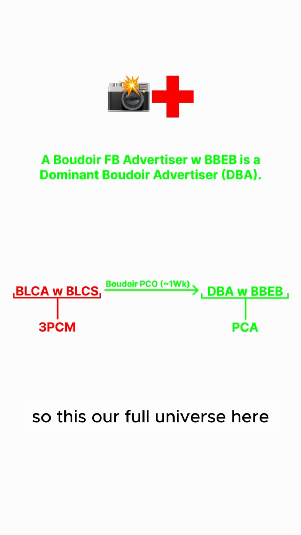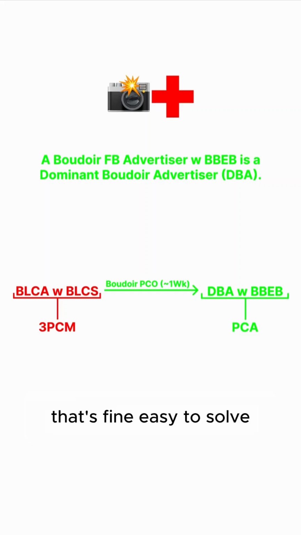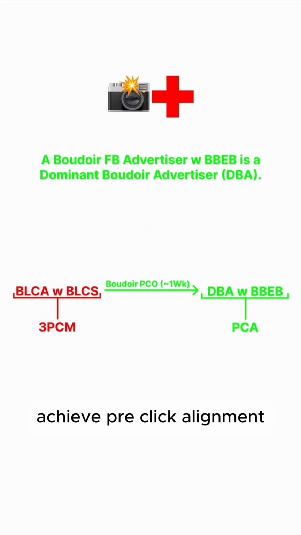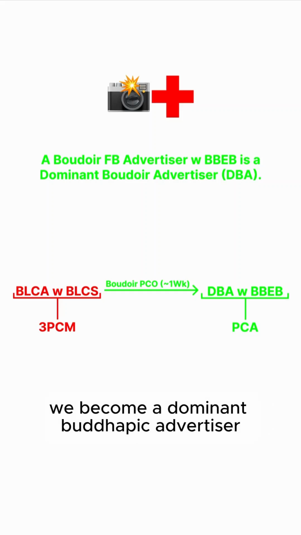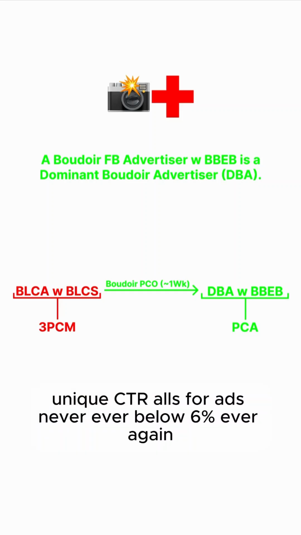So this is our full universe here. We got a BLCA with BLCS is caused by the 3 pre-click mistakes. That's fine, easy to solve. Treated with Boudoir Pico takes about a week. Achieve pre-click alignment. We become a dominant Boudoir advertiser with Boudoir brain entry boost. Unique CTRs for our ads never ever below 6% ever again.